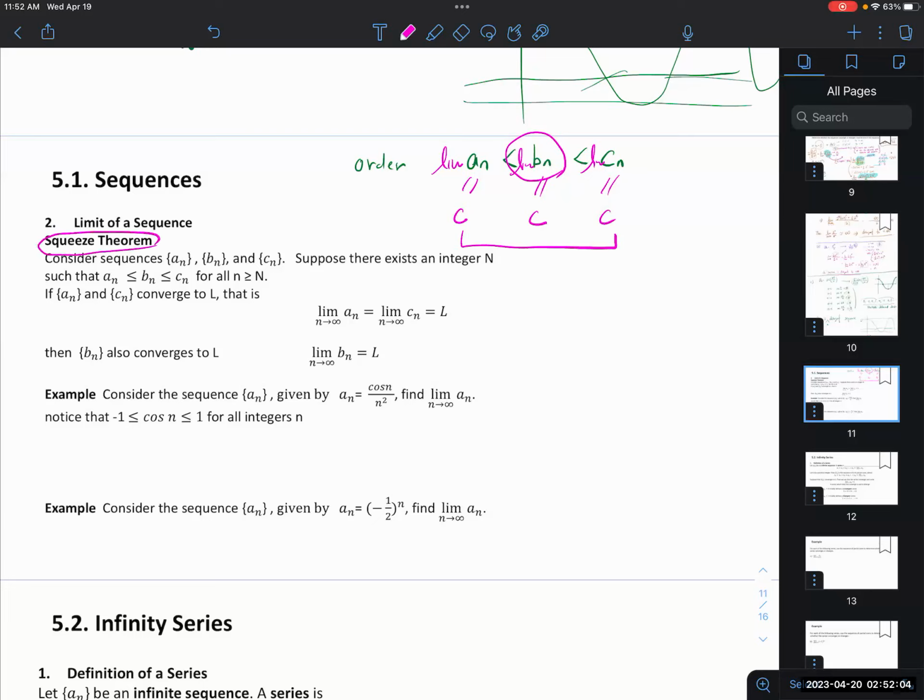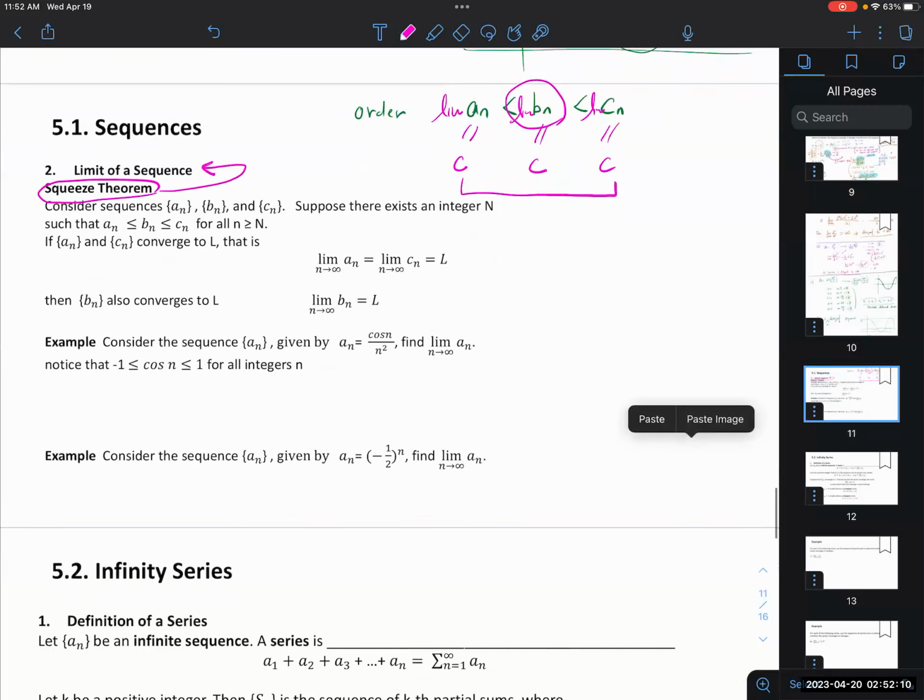And this theorem still applies to the limit of a sequence. So we have the order a_n, b_n, c_n. And if a_n and c_n, the first and last functions, have a limit, automatically the middle b_n has the same limit as well. So this is a very popular theorem, as you've seen so many times.